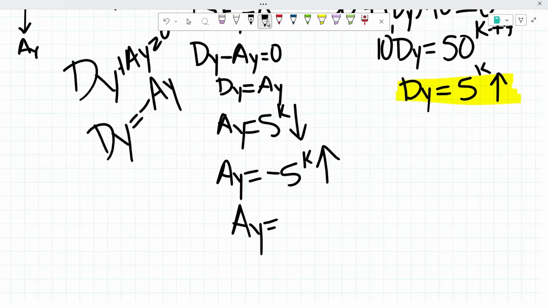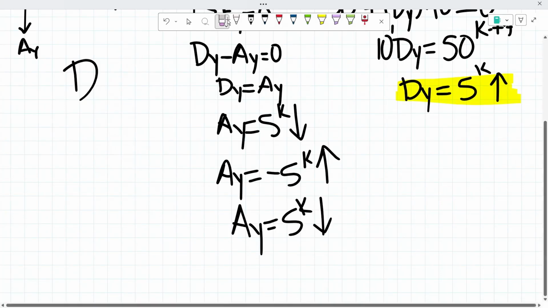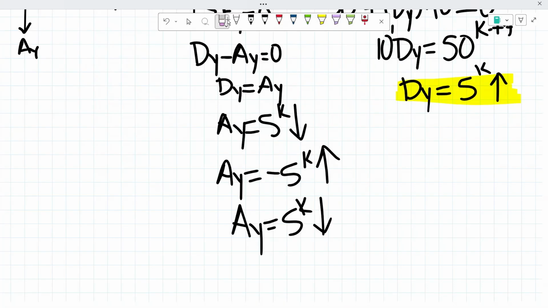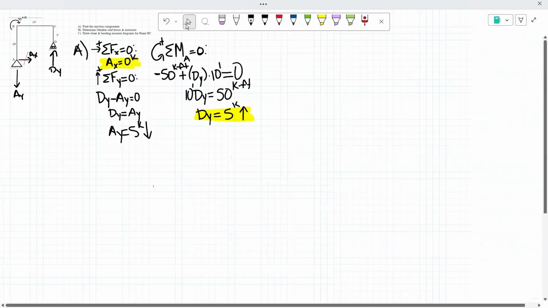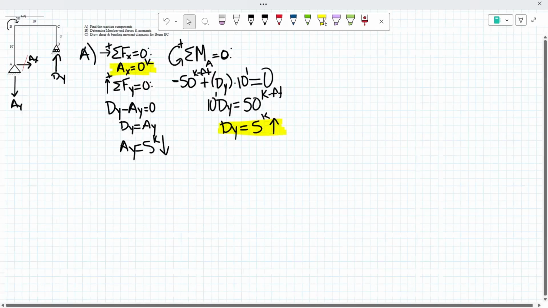So you would have ended up getting that your 5 kips is being applied downwards. Like I mentioned earlier, it does not matter in which direction you assume, because in the end, you will end up getting the same answer. That's just something to keep in mind.